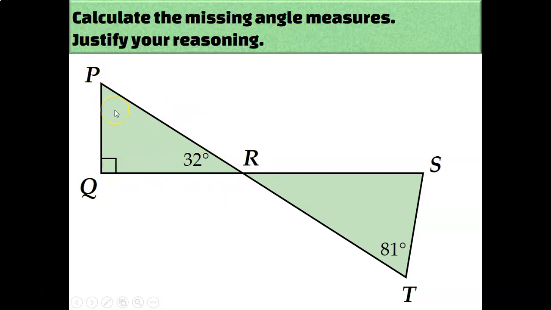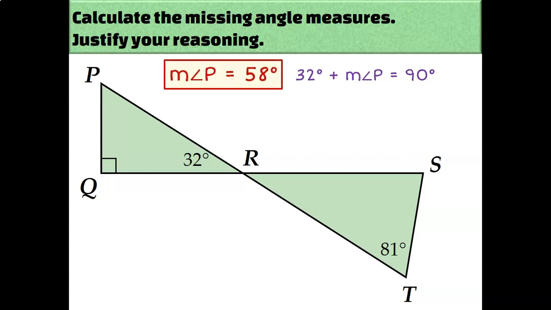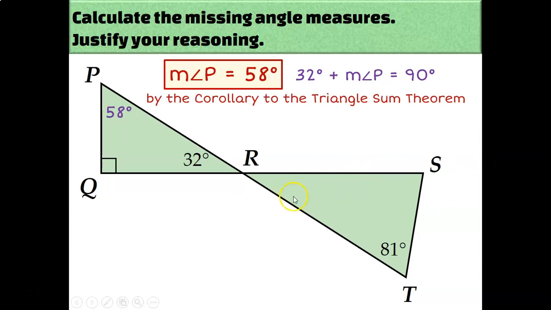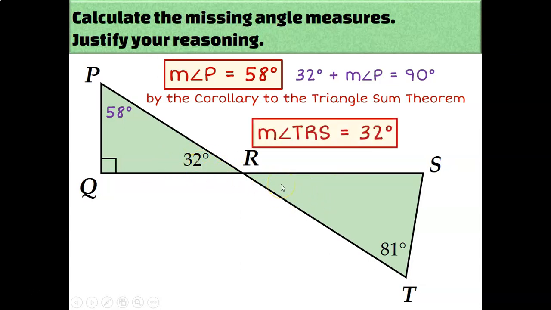And according to the corollary to the triangle sum theorem, I know I can add the 2 acute angle measurements together and set it equal to 90 degrees. So that means that the measure of angle P would be 58 degrees by the corollary to the triangle sum theorem. What about the measure of angle SRT? Well, it just forms a vertical angle with angle QRP. So the measure of angle SRT, or TRS, is 32 degrees by the vertical angles congruence theorem.